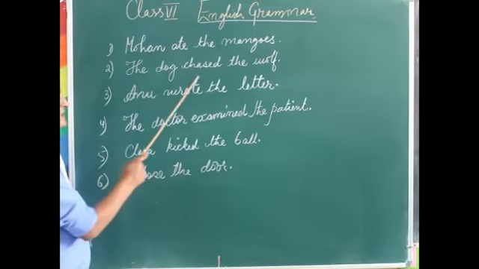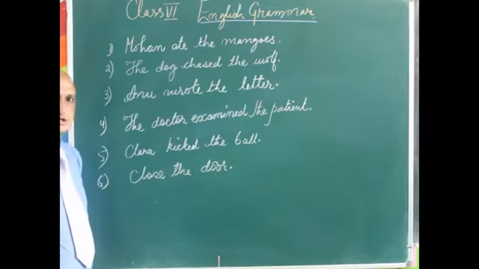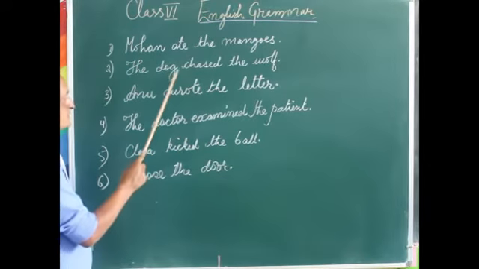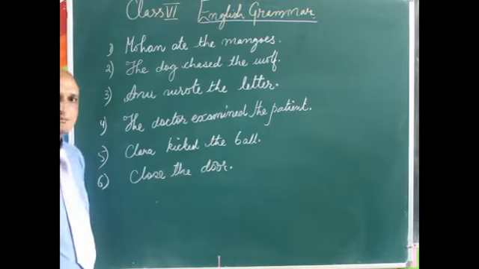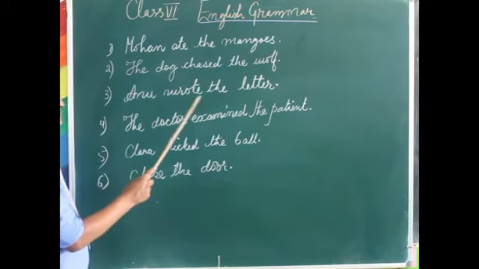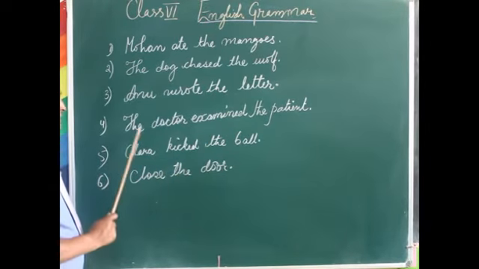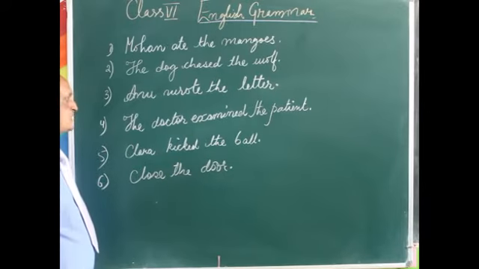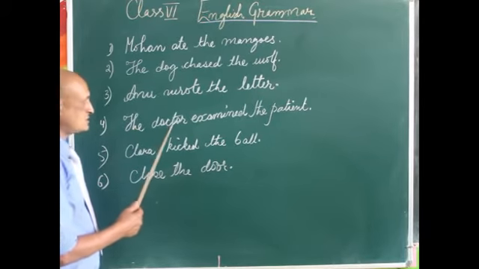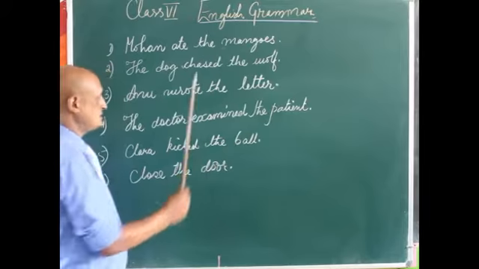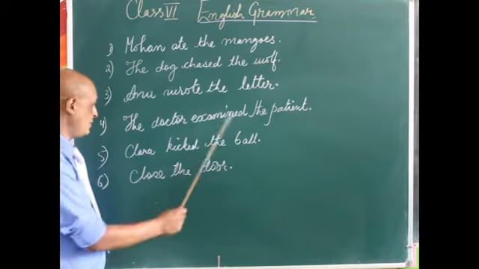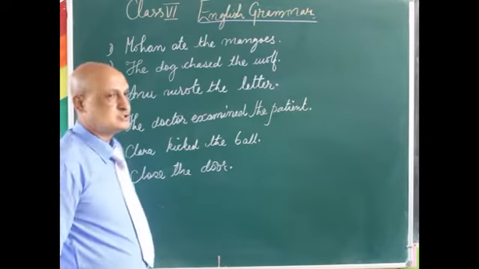Let's see sentence number 2. The dog chased the wolf. So which is the subject? The dog. Chased the wolf is the predicate. Anu wrote the letter, likewise the same. The doctor examined the patient. The article, doctor the noun. Clara kicked the ball and closed the door.